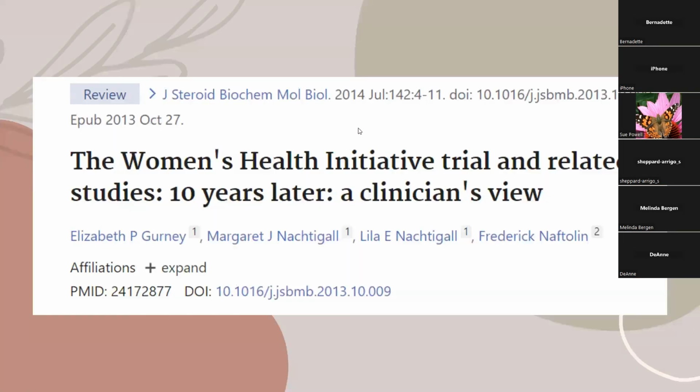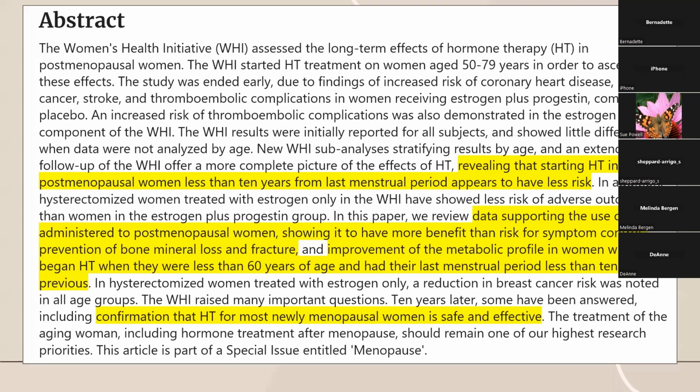And then here's another study from 2014 in the journal Steroid Biochemistry and Molecular Biology, the Women's Health Initiative trial and related studies 10 years later. It revealed that starting hormone therapy in postmenopausal women less than 10 years from their last menstrual period appears to have less risk. And before 2002, doctors prescribed hormones to women that were newly menopausal. They were just entering the transition. They didn't wait 10 years later when they've already suffered with all of their symptoms.